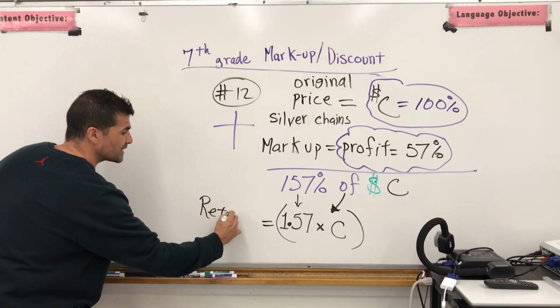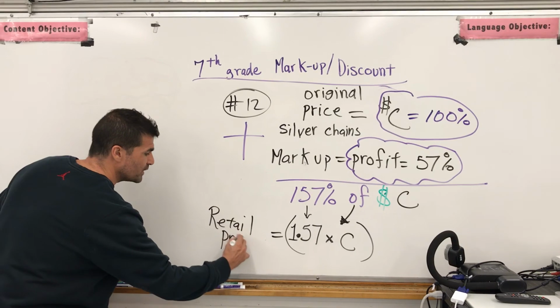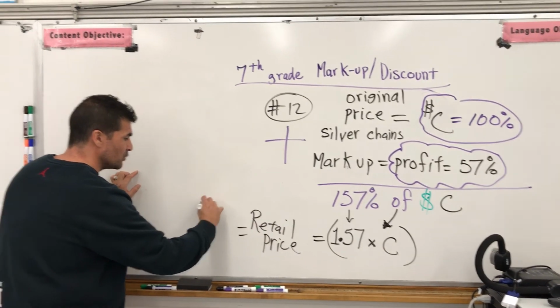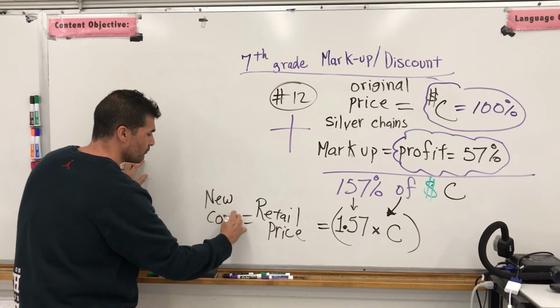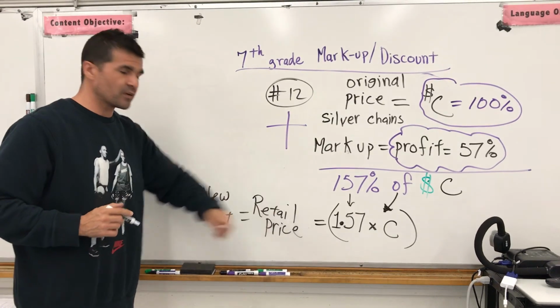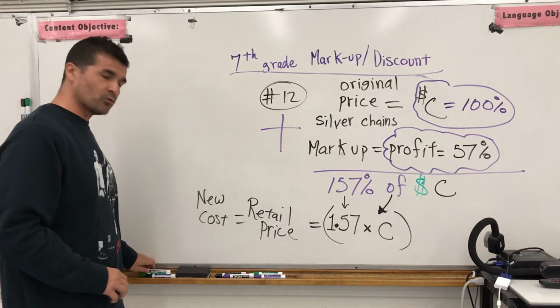The new cost actually has a name. It's called the retail price. This is the new cost. And this would be the answer for number 12 on the back side of your homework due on Tuesday, October the 31st.